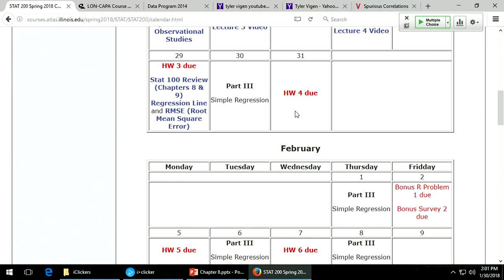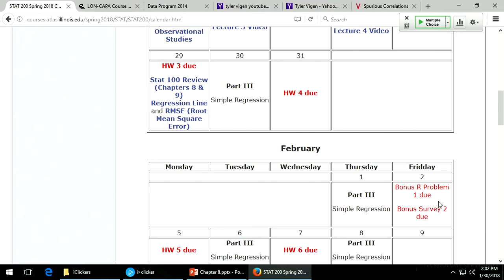So the homework is posted. That's due tomorrow, and that's just 2 questions. One is on what we did last time about experiments versus observational studies and confounding. And this next one is on simple calculations, basically calculating the regression line for simple regression. And we're going to go over that today. So chapters 5 and 8.